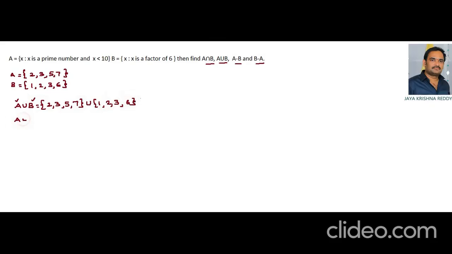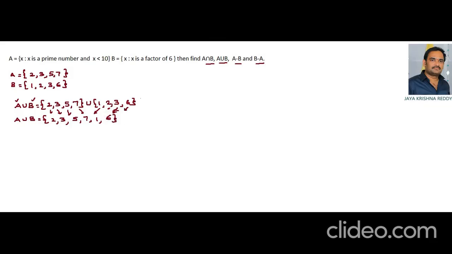Then A union B is equal to, union of sets means combining all the elements of these two sets. So write the elements 2, 3, 5 and 7 from the first set, and next the elements from the next set. 1, 2 we have already written in this set, so no need to write again. Next element 3 is also already written, so no need to write this one also. Next write the next element 6.